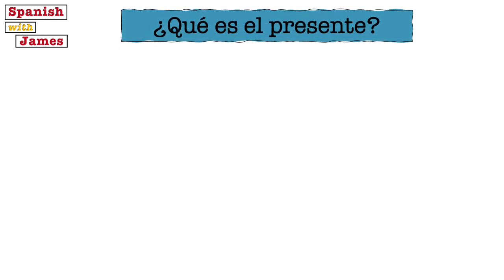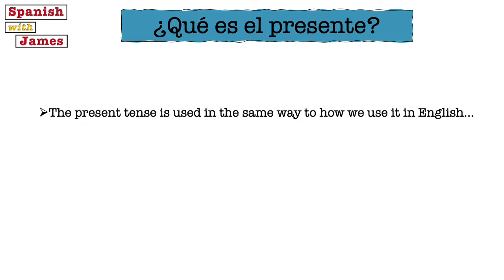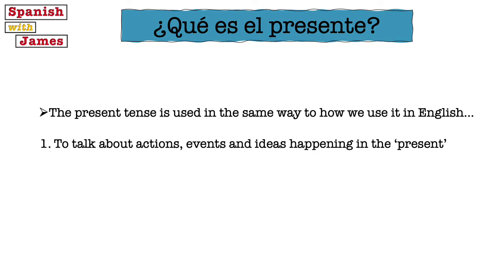So the first question we're going to take a look at is what is the present tense? The present tense is used in the same way as we use it in English, to talk about actions, events and ideas happening in the present. So things like I study Spanish or I learn Spanish. We could say I am learning Spanish, that's called the present continuous. So two ways of talking about the present in English.